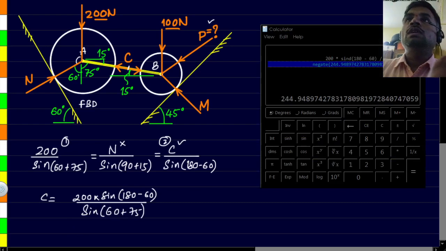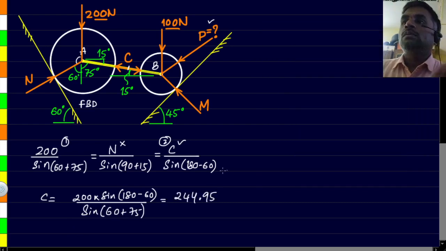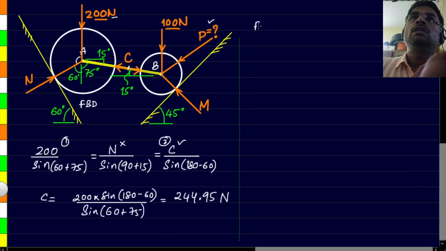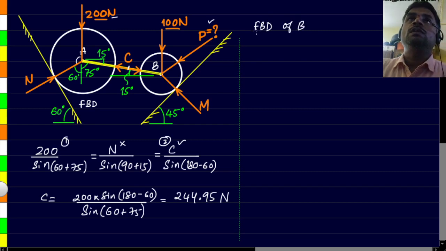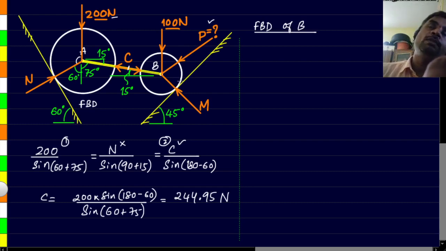Calculating this with the calculator, we get this value, 244.95. Since all the forces are in newtons, the unit here will also be newtons. Next, let's take up the free body diagram of B, which is what we have to solve next. Since there are more than 3 forces acting on this sphere, we cannot apply Lami's theorem. We will have to go with sigma H and sigma V.